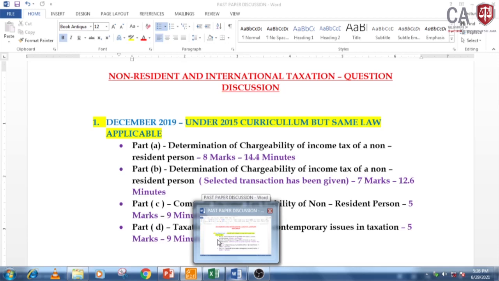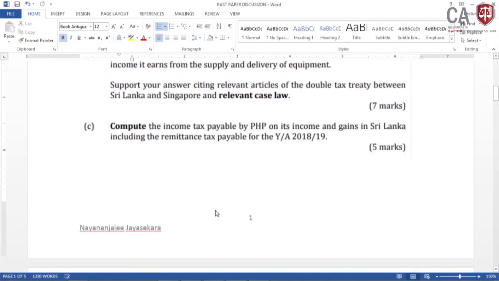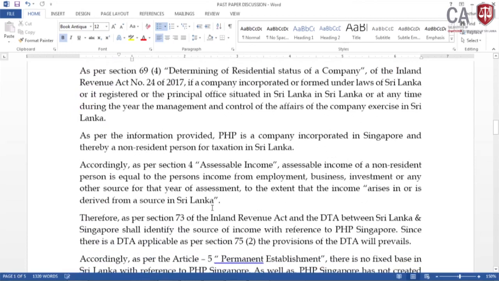I think this analysis is helpful to you. Even in the examination, please first analyze the question. Don't just read the question. It's a non-resident taxation question. While you're reading and drafting, it is really important to see where the answer is in the question. Okay, we will come to the answer for part 1 here.